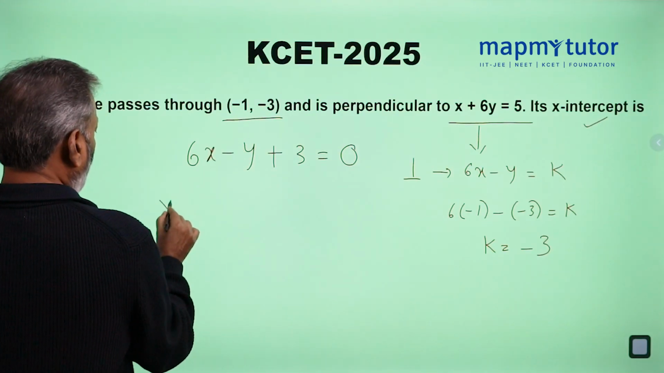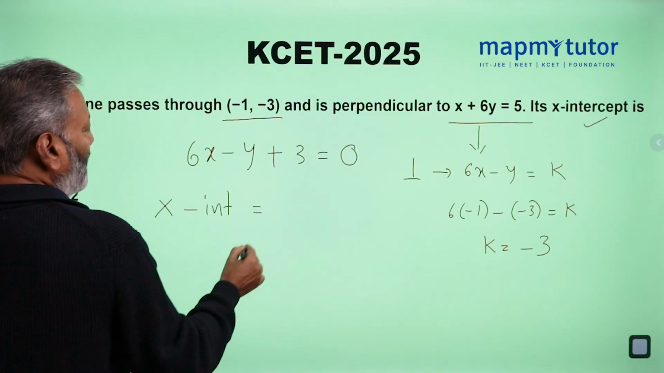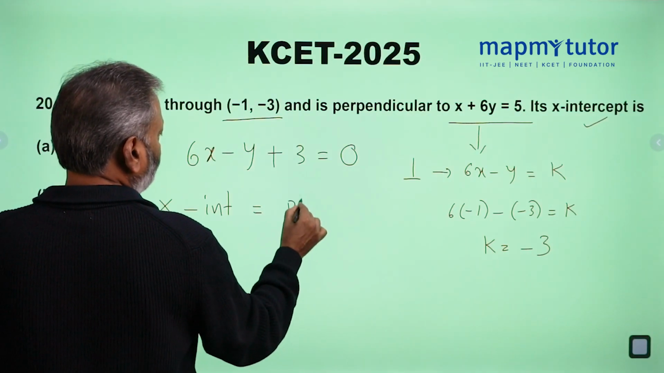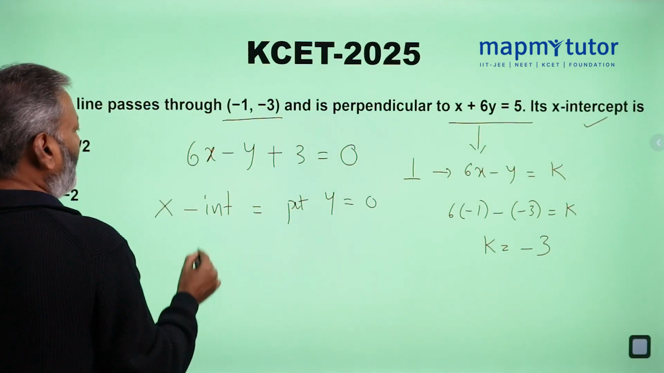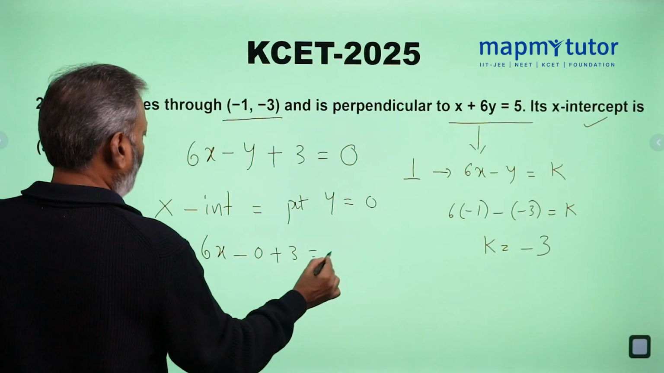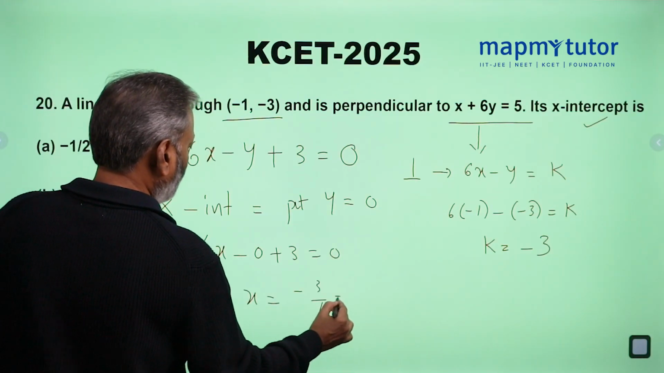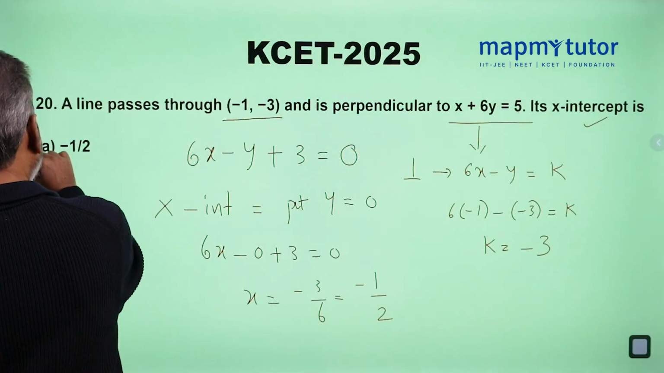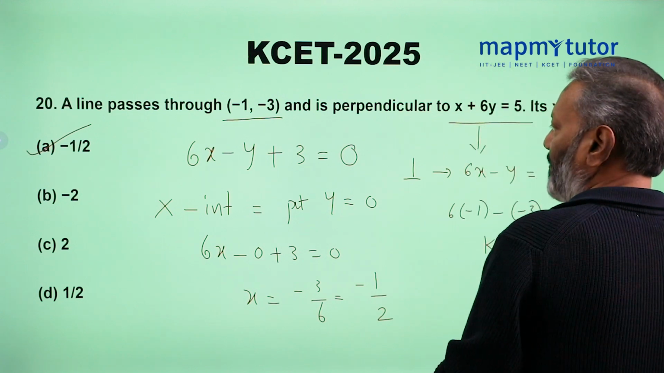And I don't want the equation. I want the intercept. What is the x-intercept? X-intercept can be obtained by substituting what? y equal to 0. Come on. Let us put y equal to 0. 6x minus 0 plus 3 equal to 0. What is x? Minus 3 by 6, which is minus 1 by 2. Yes, option A. So, minus 1 by 2 is the x-intercept.